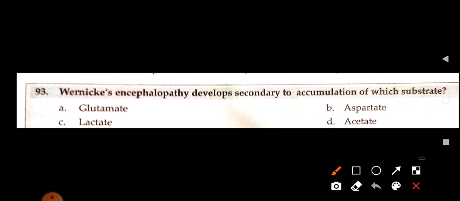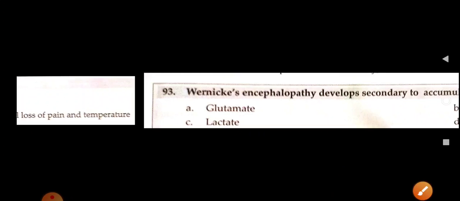Wernicke's encephalopathy develops secondary to accumulation of which substrate? So the answer here is glutamate. Wernicke's encephalopathy is due to glutamate accumulation, due to reduced alpha-ketoglutarate dehydrogenase activity, causing cell damage. Okay, I hope it's clear.